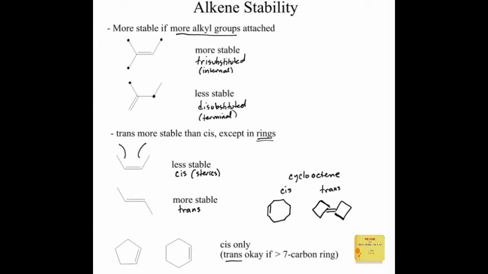Okay, but if it's a smaller ring, if we just have cyclopentene or cyclohexene, we do not put the word cis as part of that name because it's impossible to have trans there. So cis is assumed, and cis is going to be much more stable because it's a more stable ring that way.